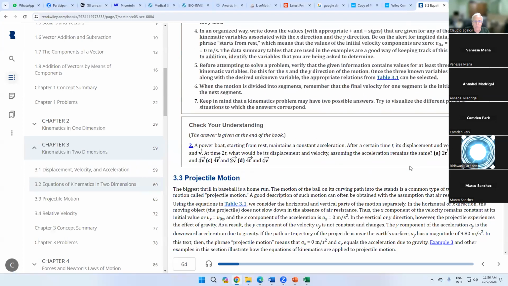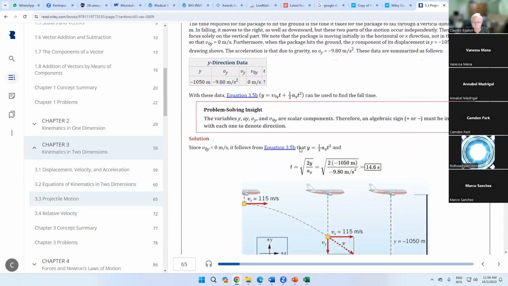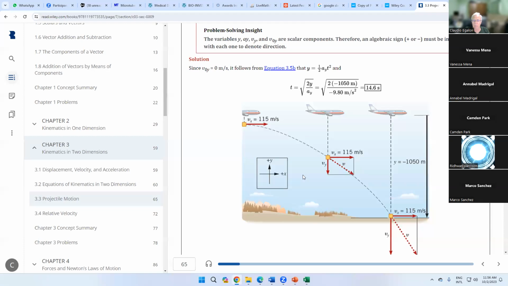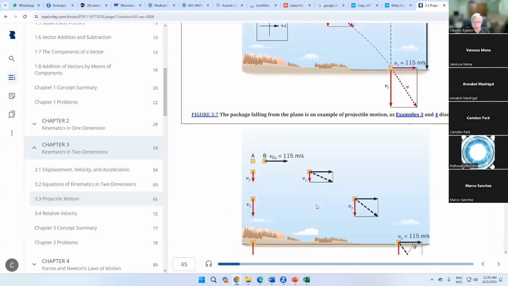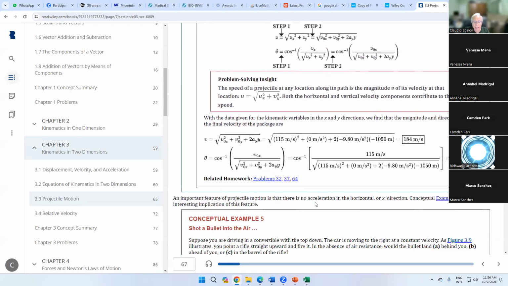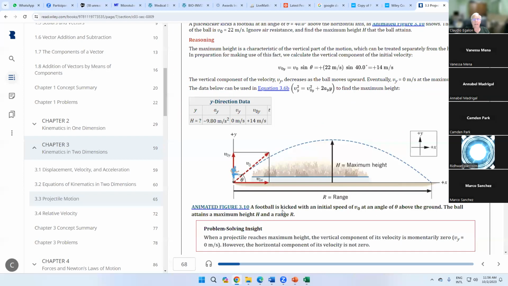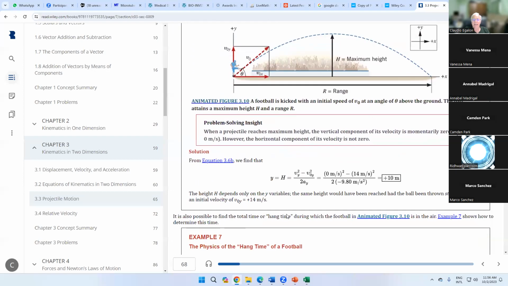He didn't start with projectile motion. He started with something else. Here's the case of the plane dropping a package, and this package behaves just like a projectile. Let's see if they have a more generic one. Oh yeah, here you go. That's the one. That's what we did.